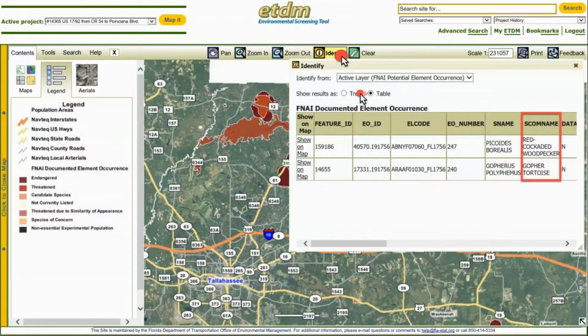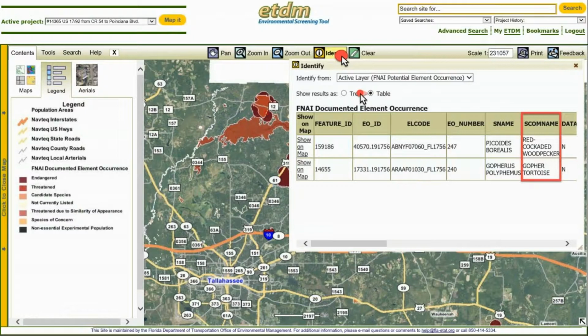Here I'm only looking at the documented element occurrence layer, and I'm previewing the data in table form. Note, for the purposes of this demonstration, I only had 1 out of the 3 FNAI layers selected, but the same tool can be used with all of them selected. You just have to change the identify location to all visible layers. So here you can see from my selection that it identified the overlapping polygons.